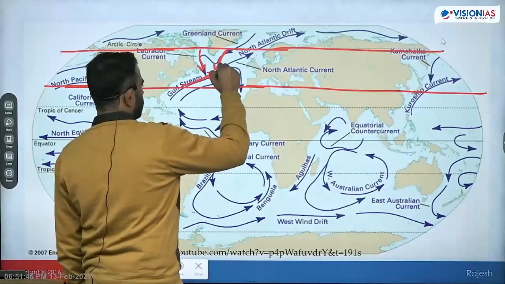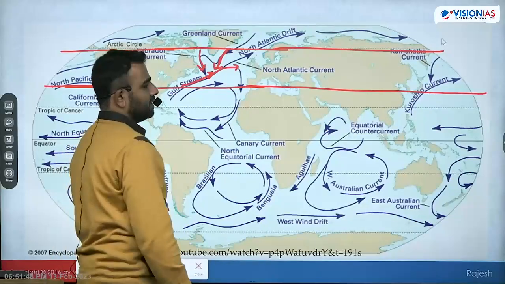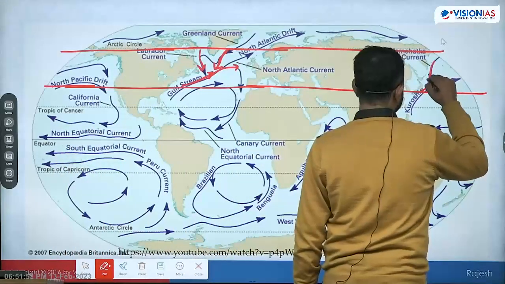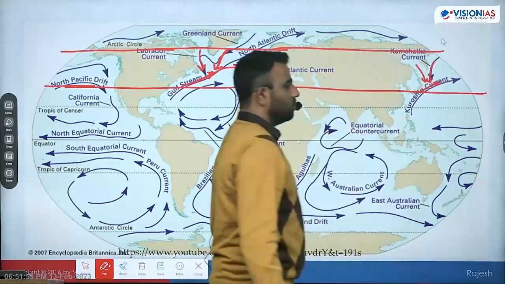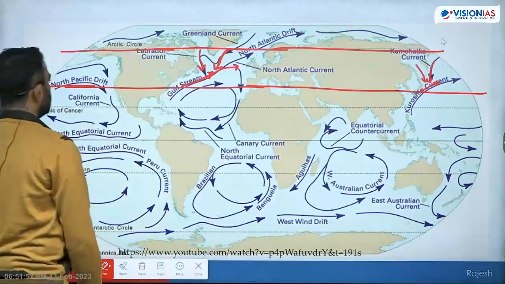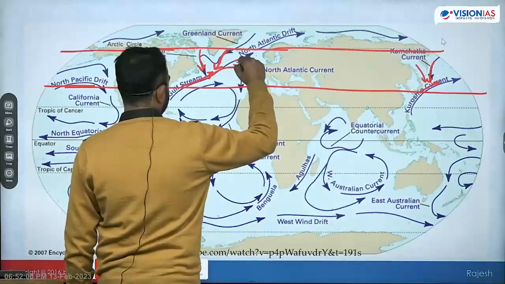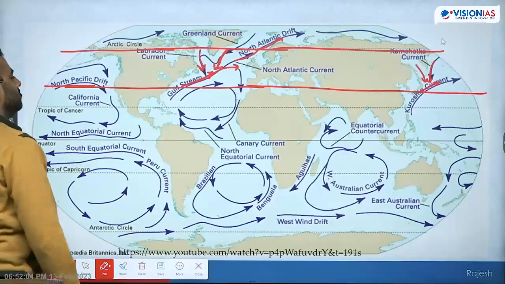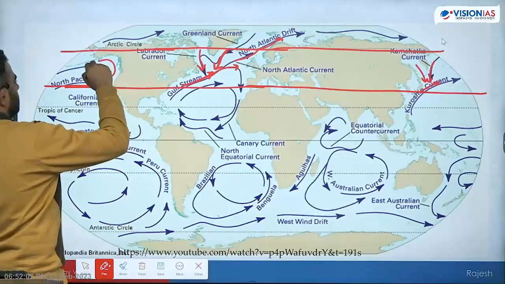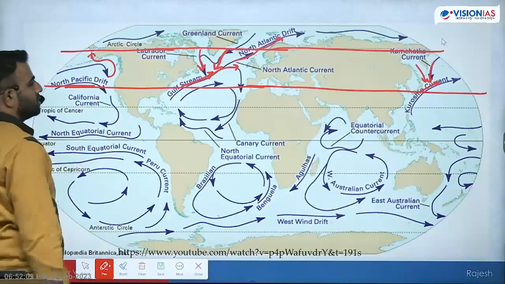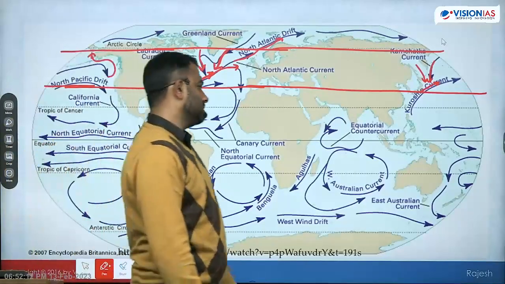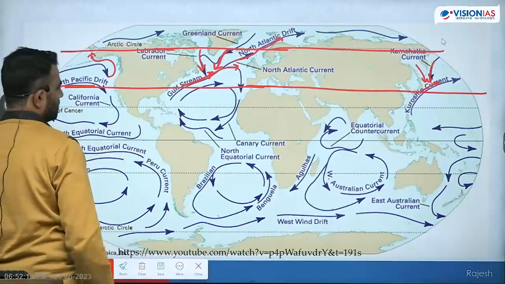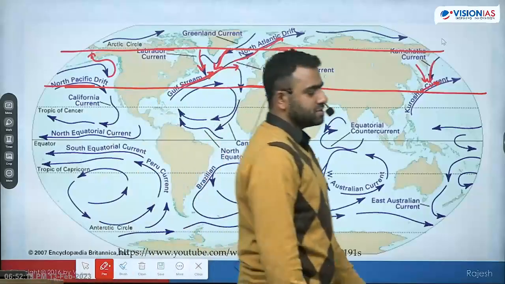East Greenland current merges with North Atlantic drift. Kuroshio current merges with Oyashio and Okhotsk current. Here the North Atlantic drift merges with the cold waters of the Arctic Ocean. Here the Alaska current merges with the cold waters of the northern parts. Right? So there is always the merging of warm water with the cold waters.